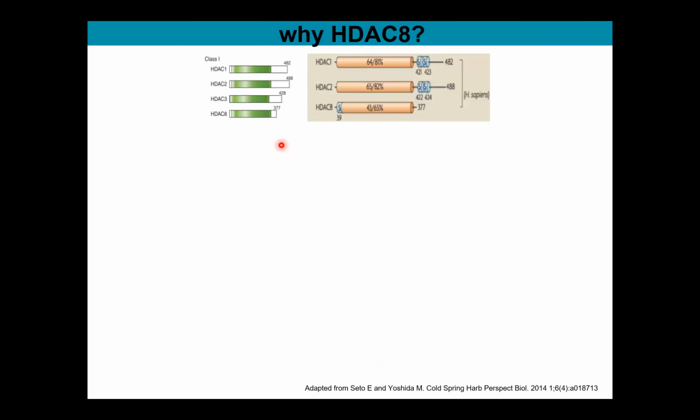Why HDAC8? Because HDAC8 is different from the other class 1 HDACs. If you see HDAC 1, 2, 3, they have the C terminal, which has the regulatory serine residue, while in the case of HDAC8, the regulatory serine is present in the catalytic domain at position 39.